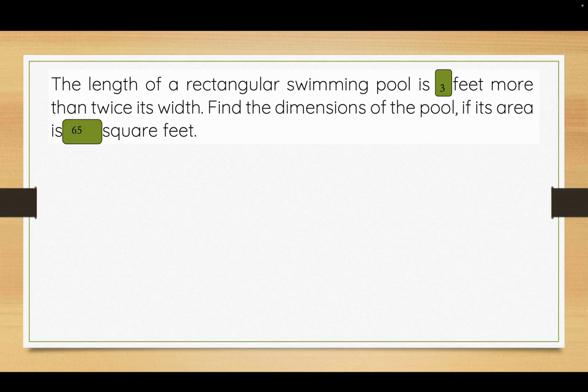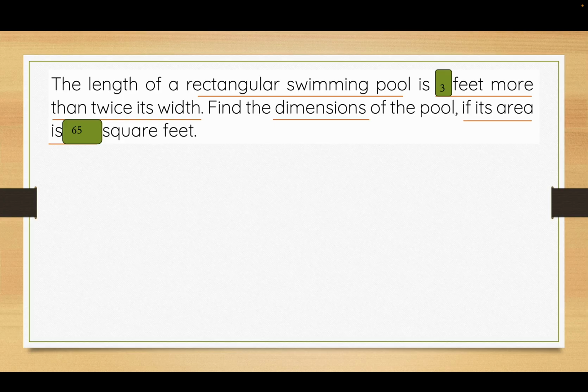A little real world application here. Let's underline all the important stuff. Well, it's important that we're dealing with a rectangle. I don't really care that it's a swimming pool, but I care that it's a rectangle. It's very important that the length is 3 more than twice the width. And then it wants me to find the dimensions if its area is 65 square feet.